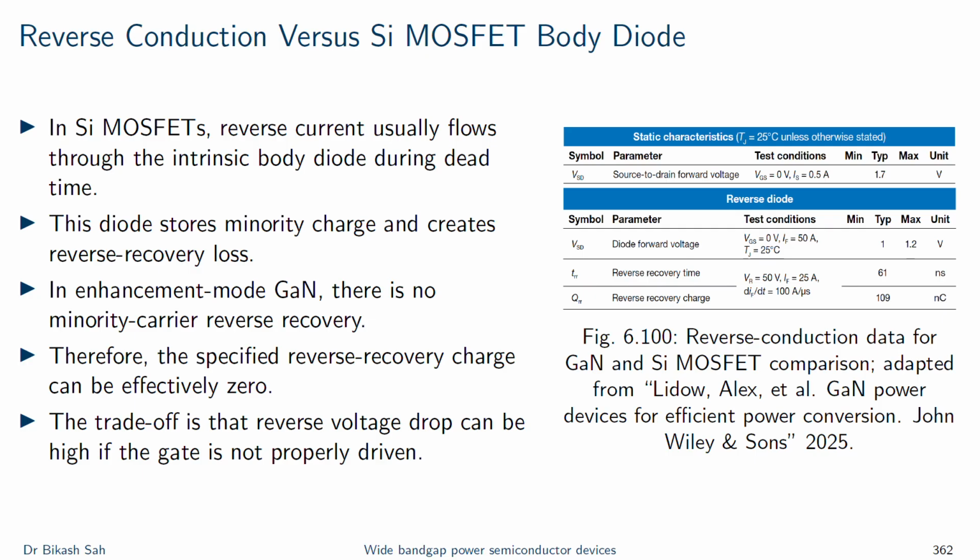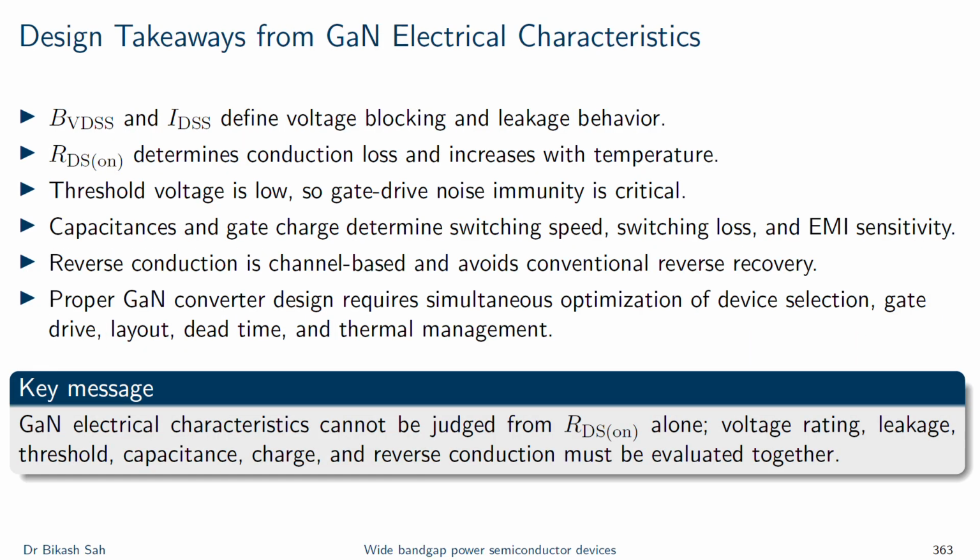This is what you see in this diagram as well, that it compares the reverse conduction data. The practical message that you should take from this slide is that the GaN eliminates the reverse recovery problem but introduces a gate timing problem. We reduce losses not by relying on the diode but by actively controlling the channel during the reverse current interval, right? So this is all about the reverse conduction.